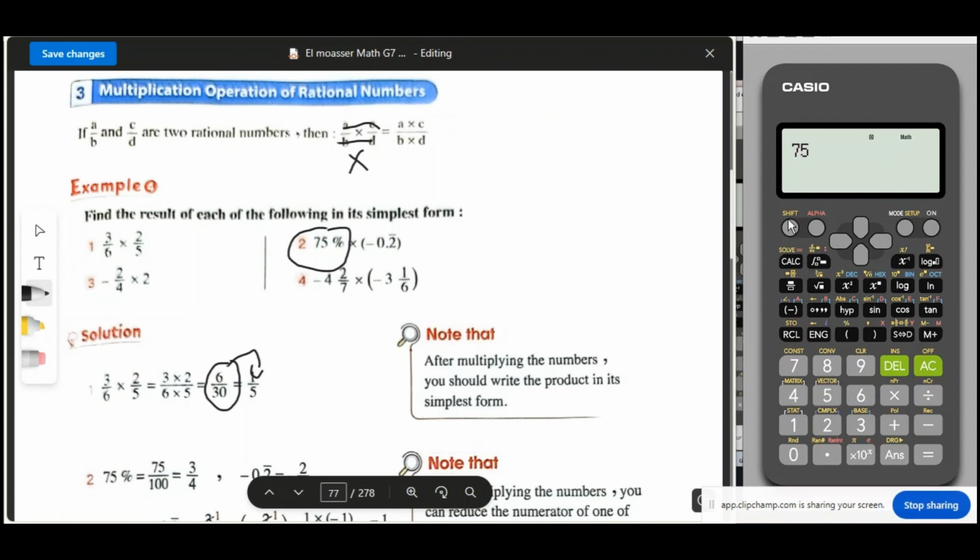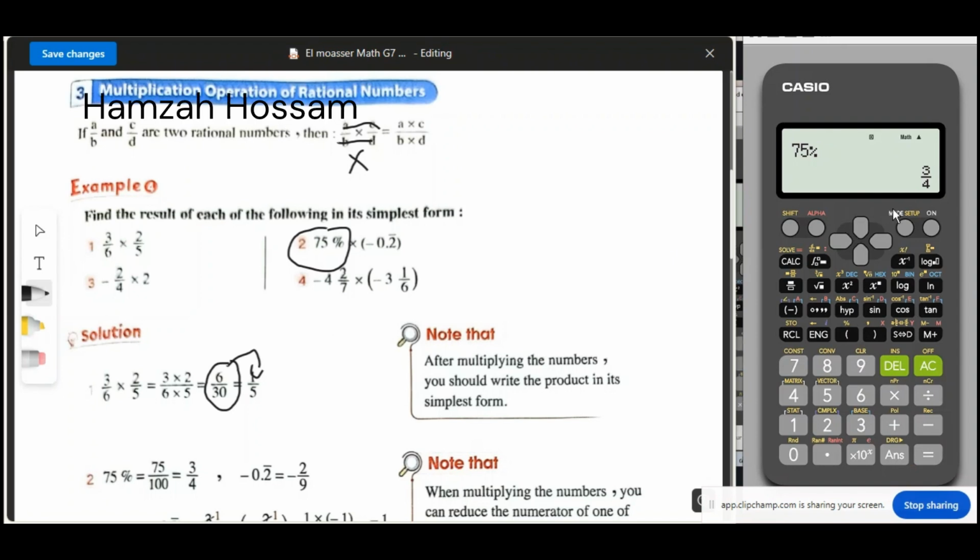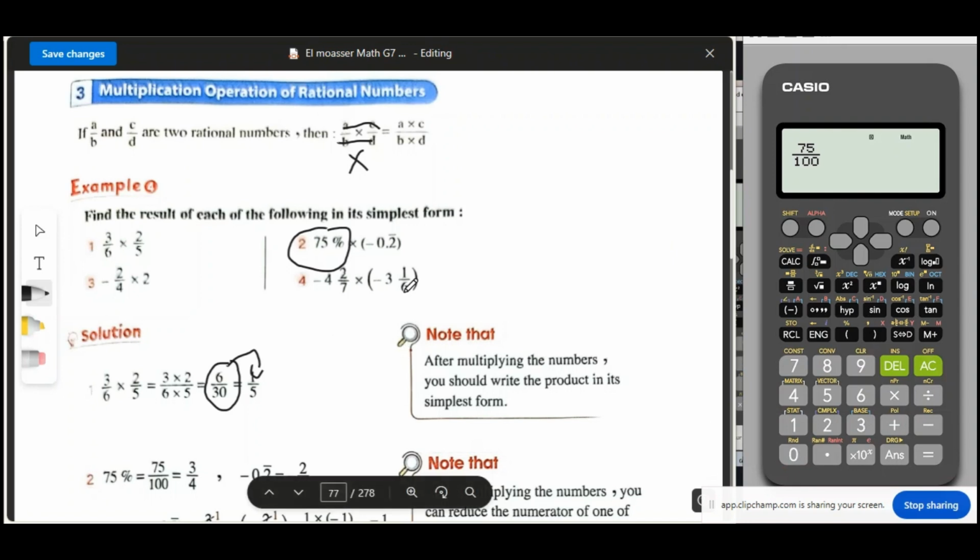75% equals what? Answer. 75% equals 3 over 4, or 75 over 100. Look with me here, 75 over 100. That's the percent. Make sure. So just unpack it, extract the 75%. Unpack it, it will be 75 over 100.